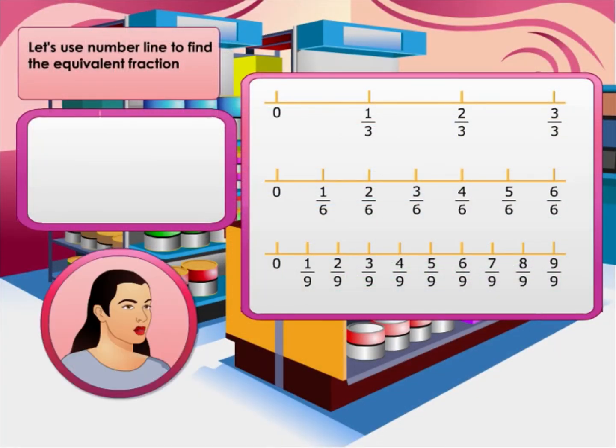Let's use number lines to find equivalent fractions. From the number line, we know that 1 over 3 has the same value as 2 over 6. 2 over 3 has the same value as 4 over 6. 3 over 3 has the same value as 6 over 6. 1 over 3 has the same value as 3 over 9. 2 over 3 has the same value as 6 over 9. 3 over 3 has the same value as 9 over 9.